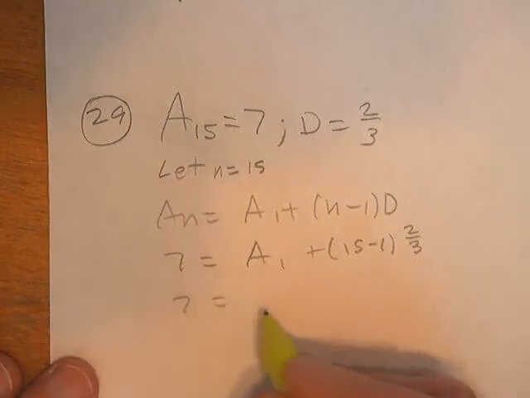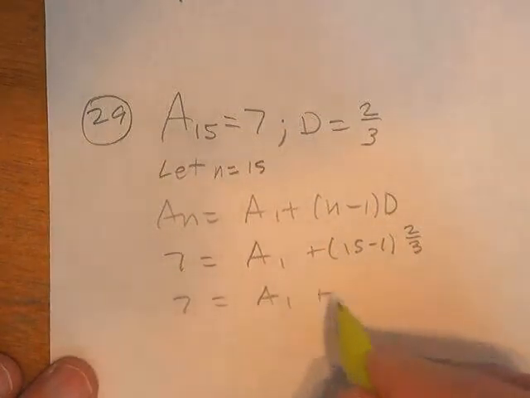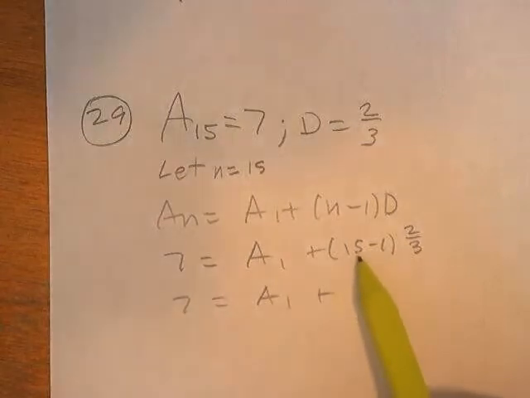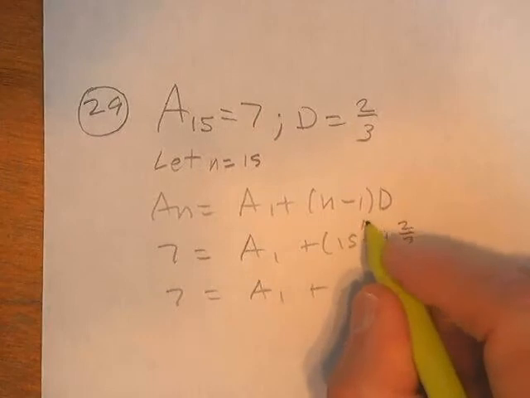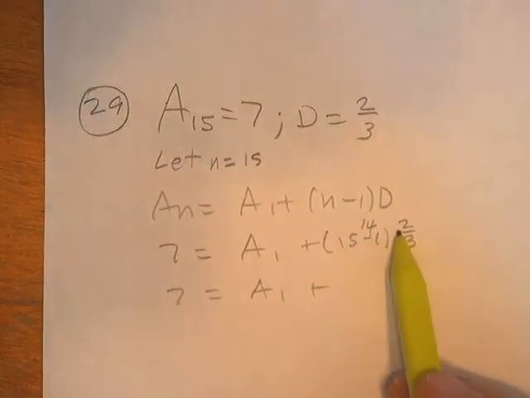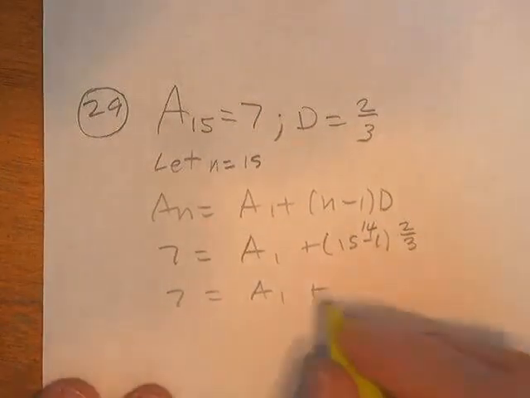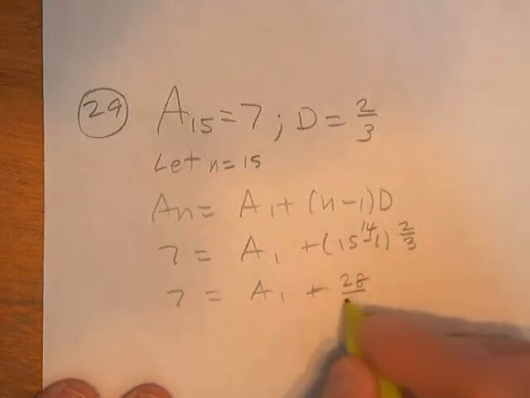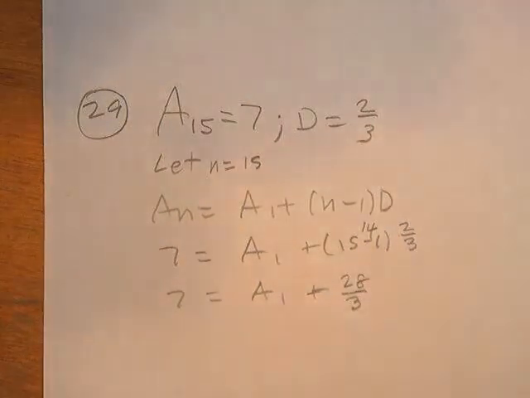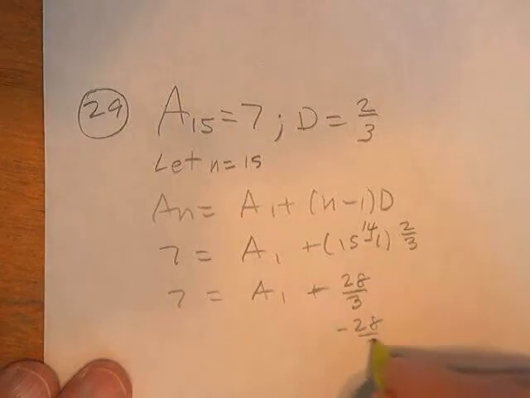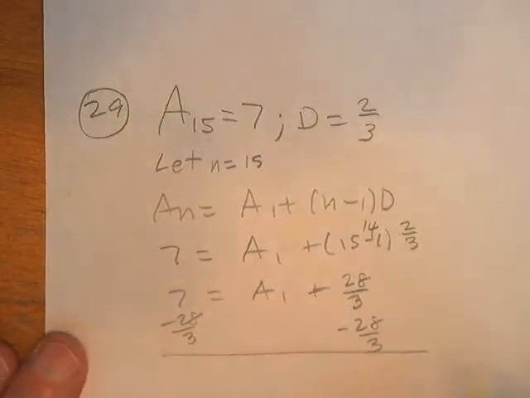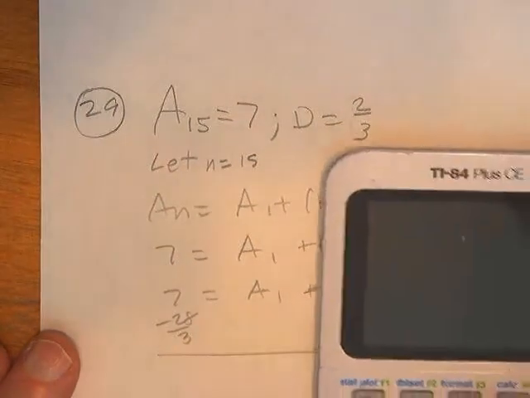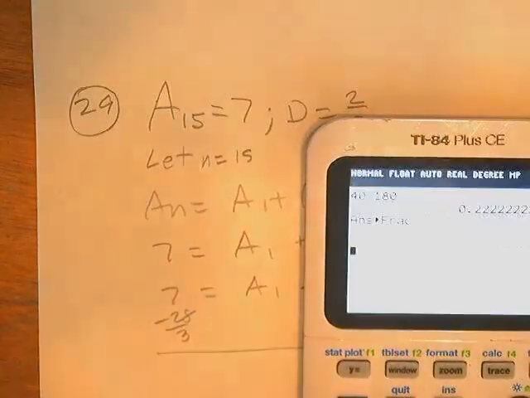Okay, so I'm going to do 7a1 plus, this is 14. 14 times 2 over 3 is 28 over 3. So I'll want to subtract 28/3 from both sides.